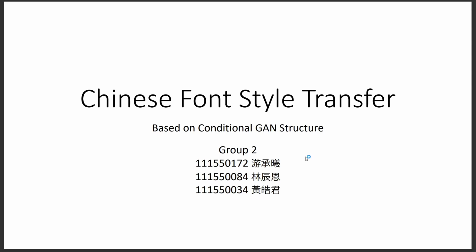Hello everyone, we are Group 2, and today we will present our topic on Chinese font style transfer based on conditional GAN structure.